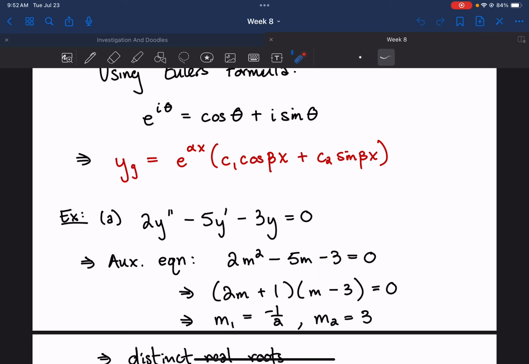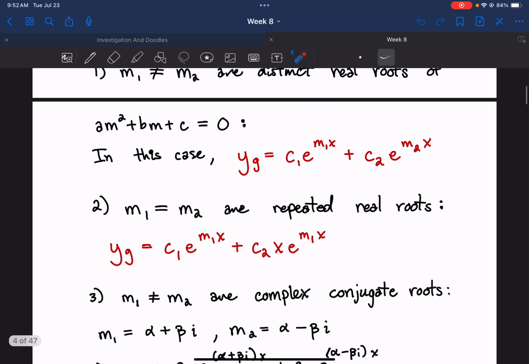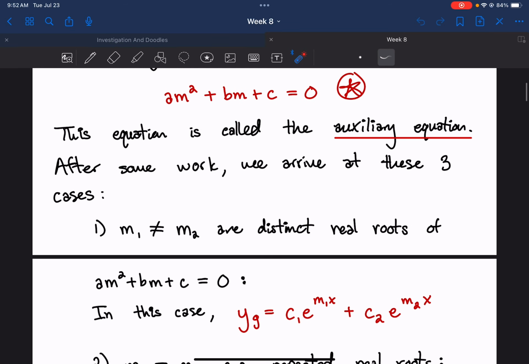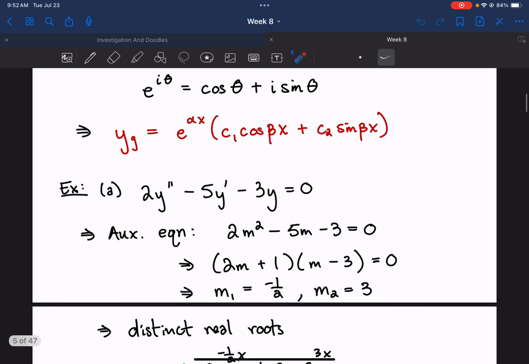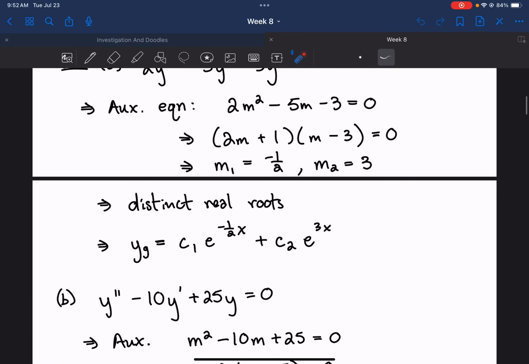So anyway, we factor this: 2m plus 1, m minus 3. That tells us that m equals negative 1/2 or m equals 3. These are distinct real roots, right? So we're in case 1, distinct real roots, which means my general solution is c1 e to the m1x plus c2 e to the m2x.